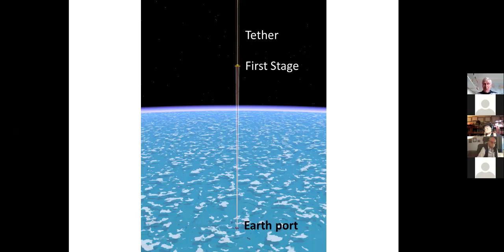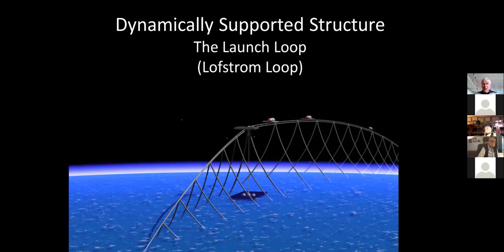This is an example of a dynamically supported structure, an idea that was first proposed, to the best of my knowledge, by Keith Lofstrom quite a while ago for launching spacecraft. His idea was a much longer launch runway, really, 2,000 kilometers long. So electromagnetic propulsion for spacecraft would accelerate them over that distance to orbital velocity, 8 kilometers per second. That's 80 kilometers high, so just high enough to be above most of the atmosphere.